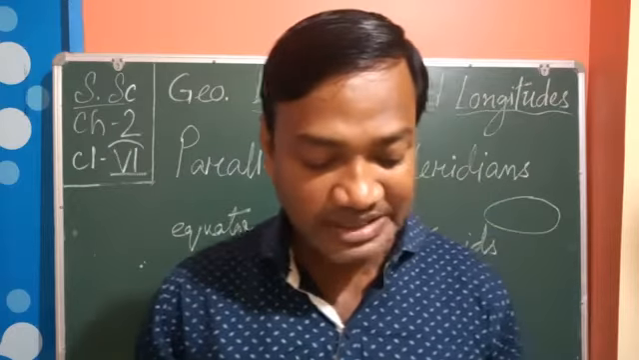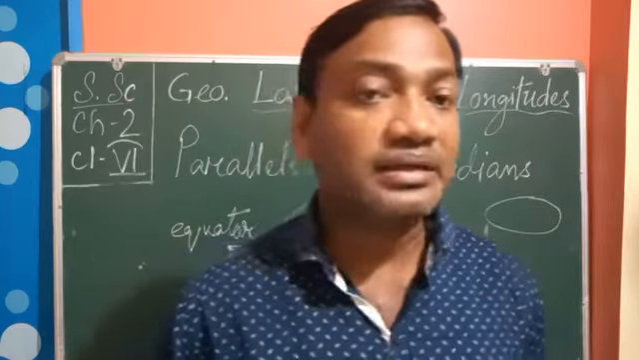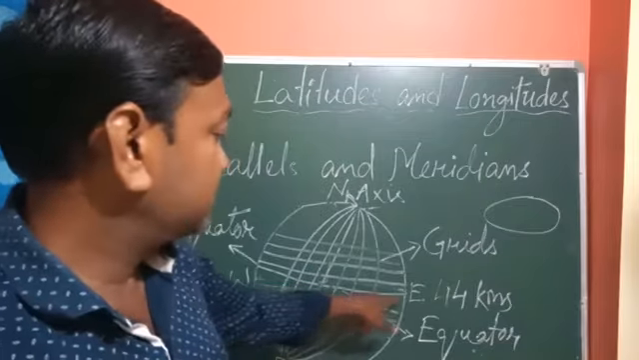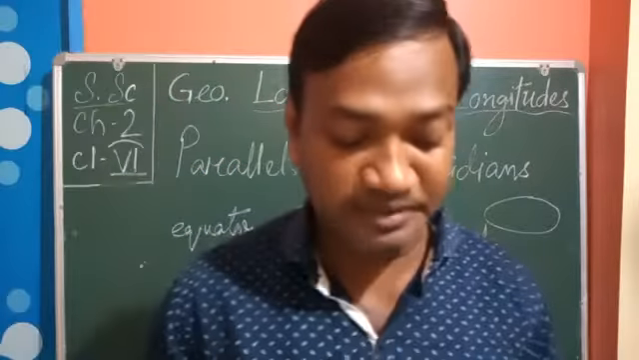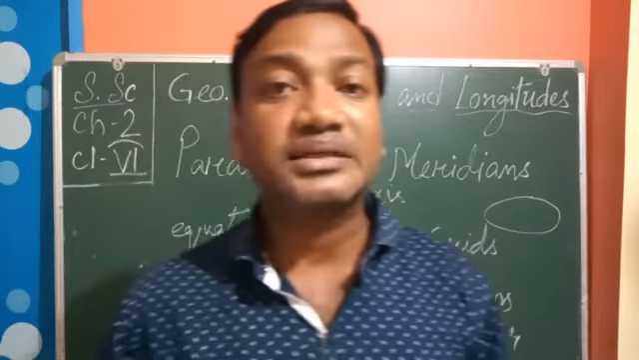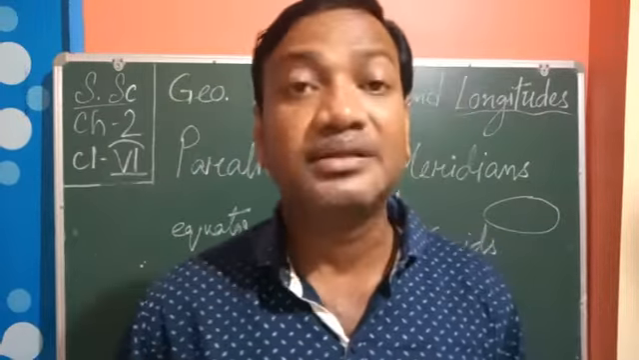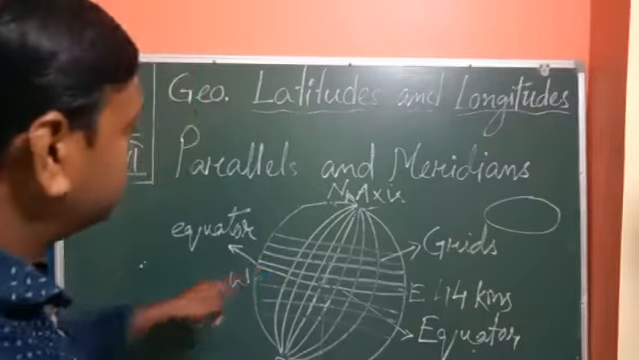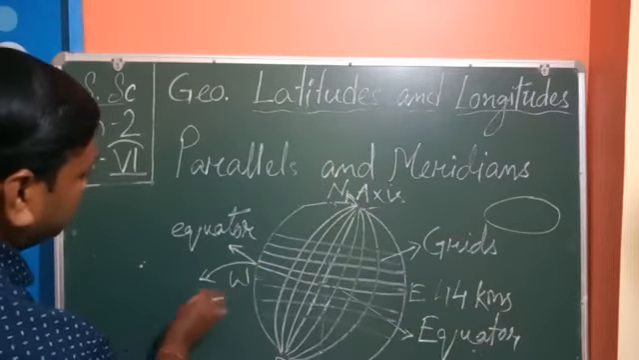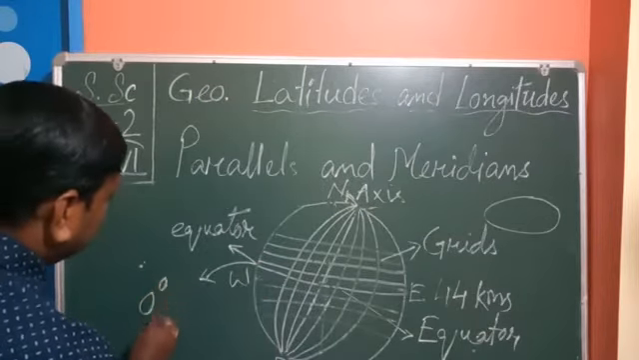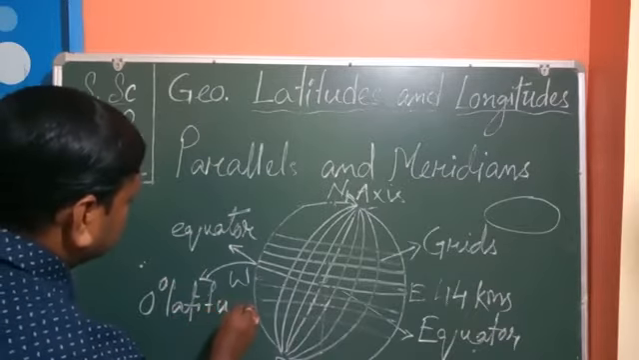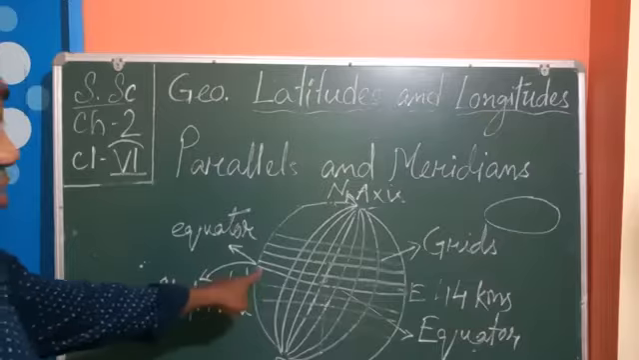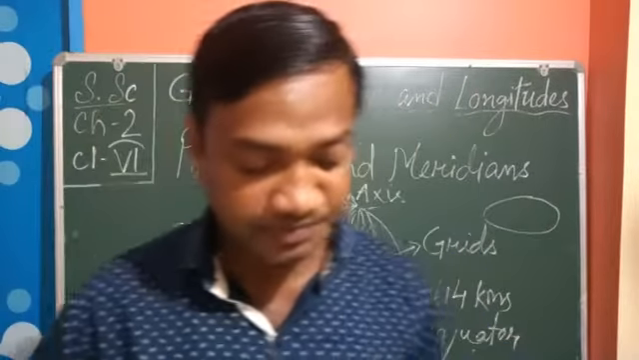So the equator is taken as the starting line. This equator is the starting line, and it is marked as 0 degree latitude. So this line is called 0 degree latitude.